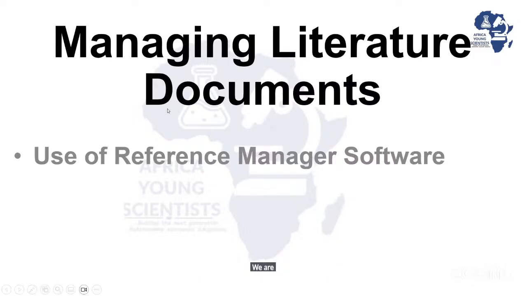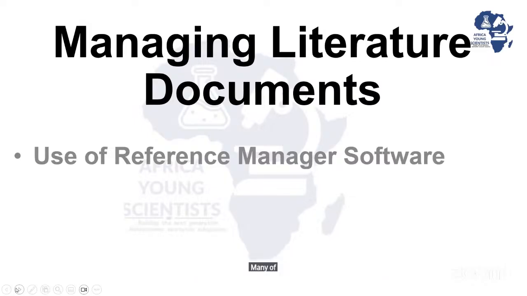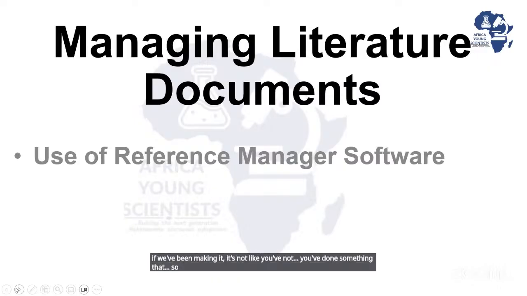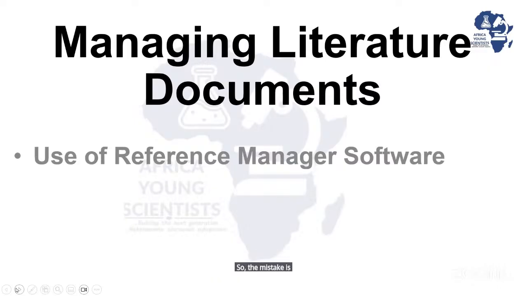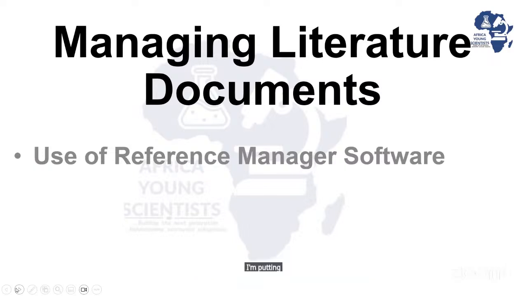We are going to the main discussion now: managing your literature document. So how do you manage your literature documents? This is where many of us usually make the mistake. I too made it, so it's not like you've done something unusual. The mistake is that we create a folder, and in each folder we have a subfolder where we download articles. We just download articles and put them in those folders.